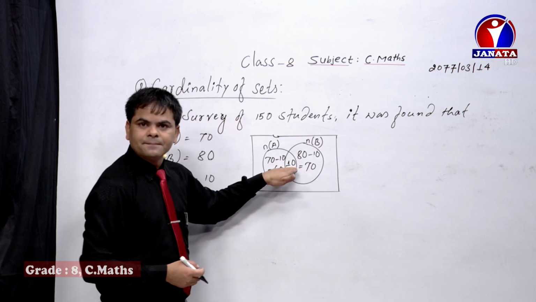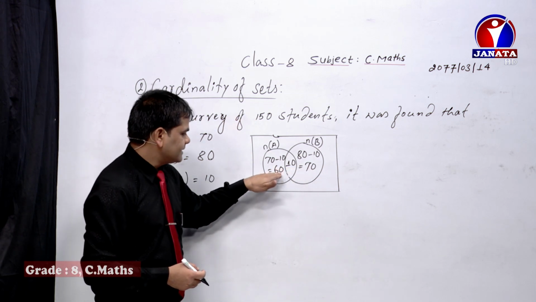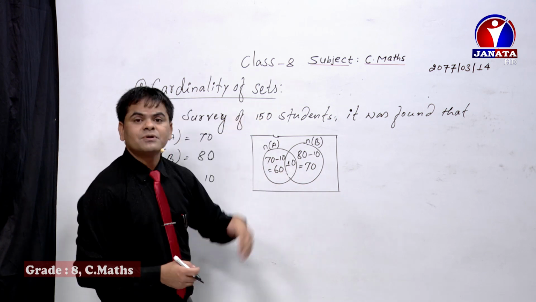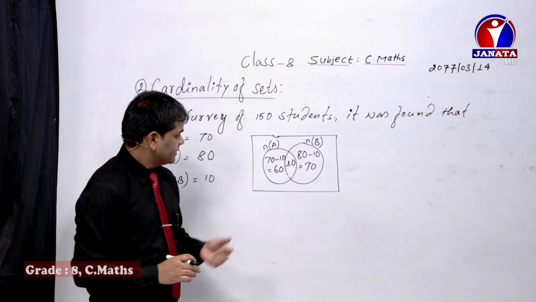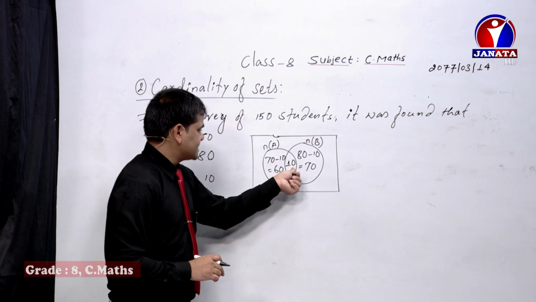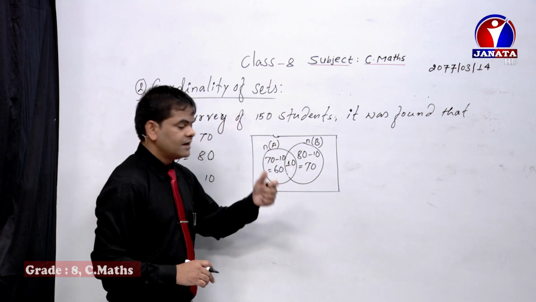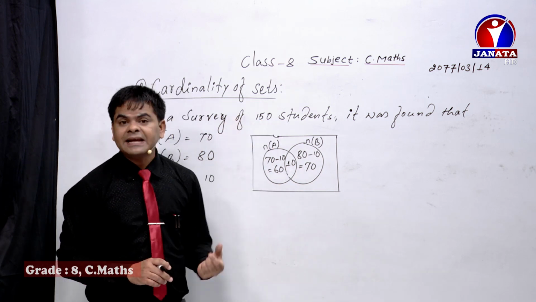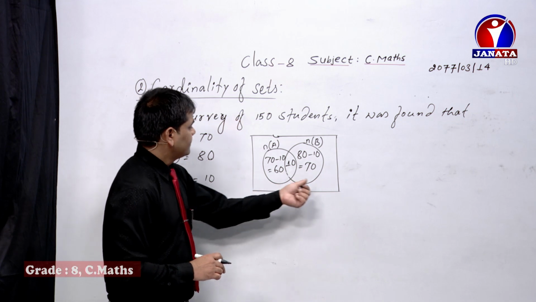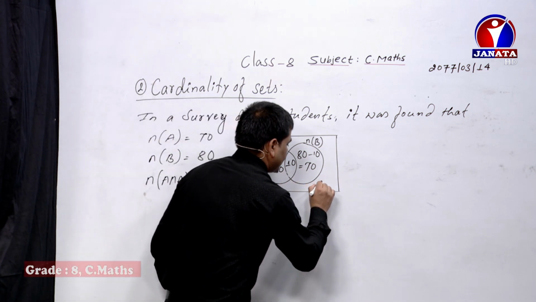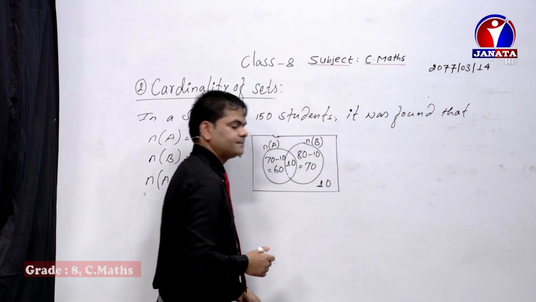So, whether there is 150 inside the circles or not, let's see first of all. 70 plus 10, 80. 80 plus 60, 140. Now, to be 150, how much value should be kept? 10. So, 60 plus 10, 70, 70 plus 70, 140. Now, to be 150, there is still the 10 which has to be kept outside, which is known as the complement part. So, let's keep 10 here.